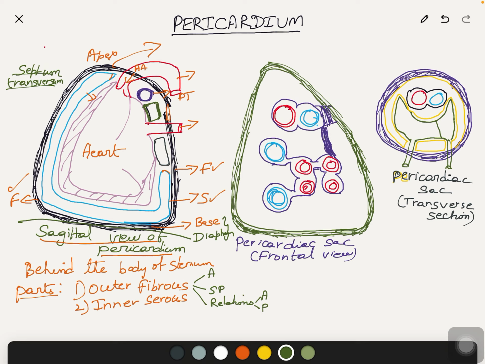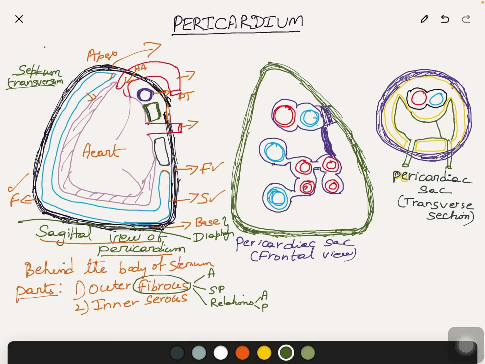On each side, the cardiac impression of the corresponding lung, and the phrenic nerves and pericardiacophrenic vessels. So they are the relations on each side. Below, we have learnt just now, it is related to the diaphragm. Below the diaphragm, the left lobe of the liver and fundus of the stomach. So they are the abdominal viscera separated by the diaphragm. So we have completed this fibrous pericardium. If you are asked about the pericardium, you have to write in detail about both the fibrous and serous pericardium.